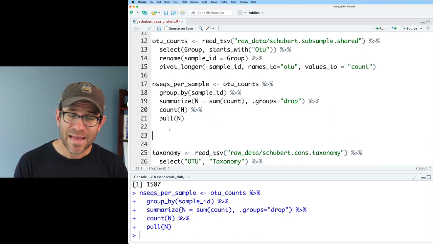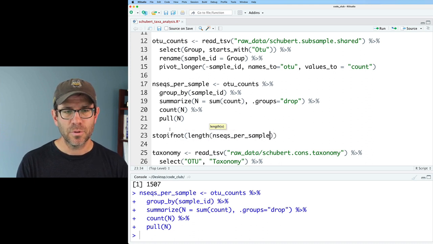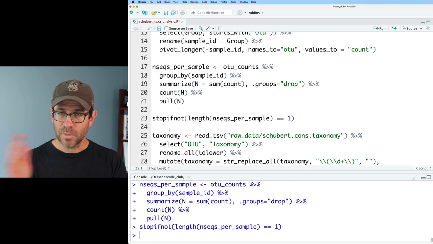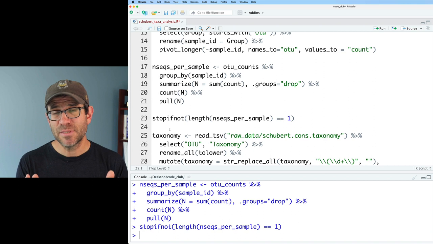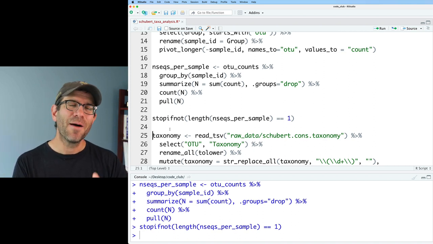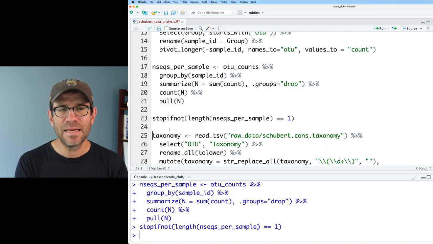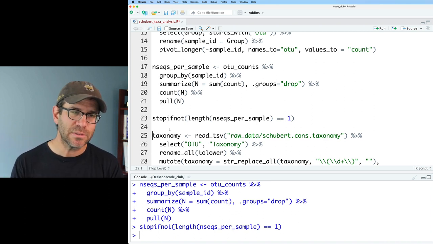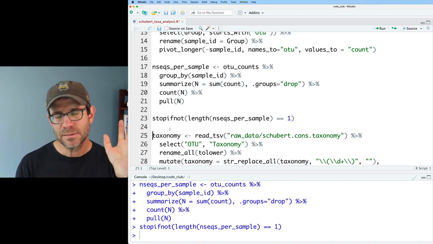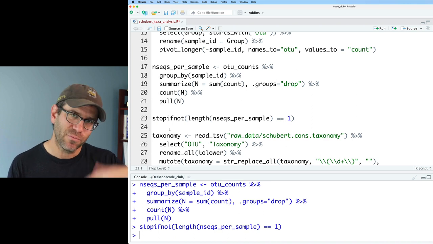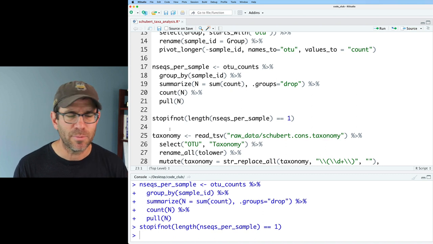And then to add a test, I can do stop if not length n seqs per sample is one that runs without any errors. So why would we get an error, right? Well, if we hadn't subsampled the data, and I did that upstream of this data set, then all of my samples would have different numbers of sequences. And the analysis I'm doing is assuming that everything has the same number of sequences. So that's a little test so that if we repurpose this with other data, we make sure that all of our data has the same number of sequences.